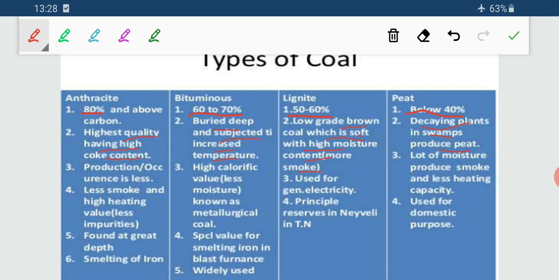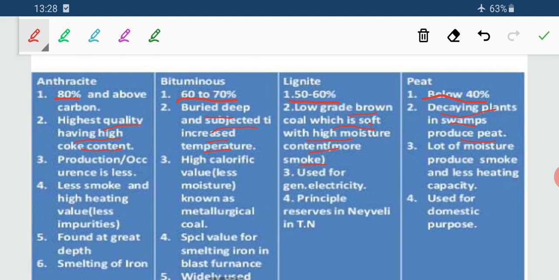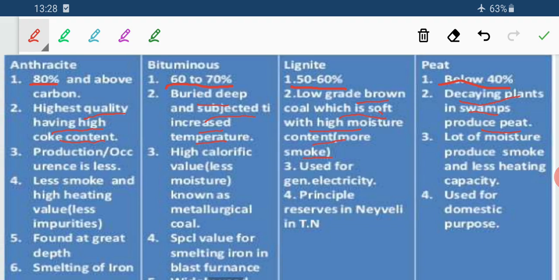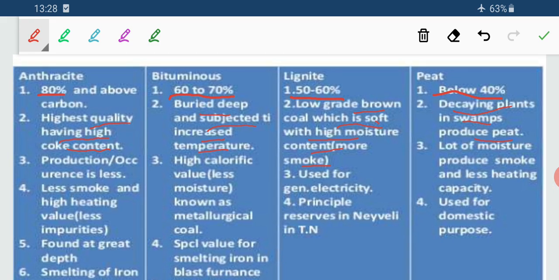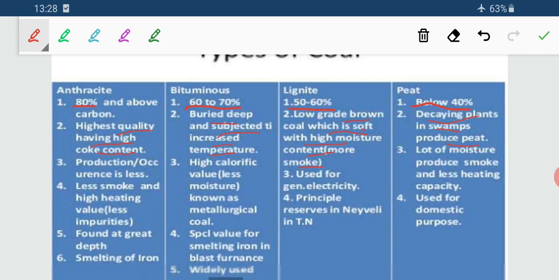Now production and its occurrence is less. It is having high calorific values, used for generation of electricity, that is there for the bituminous. And lastly, lots of moisture is present, so maximum smoke is there, so it is having less heating capacity. Already I mentioned it. Now you will ask the question, ma'am, why the production and occurrence is less?